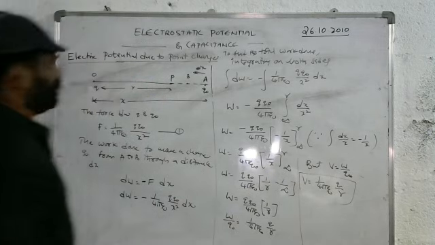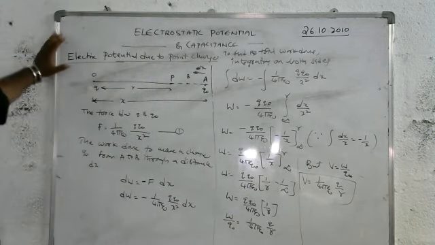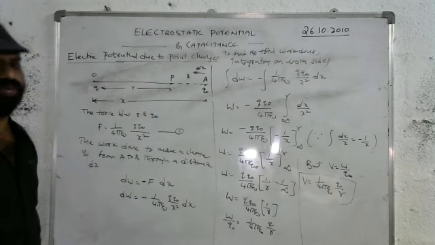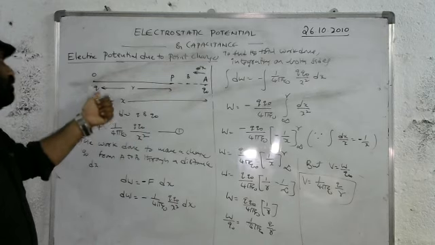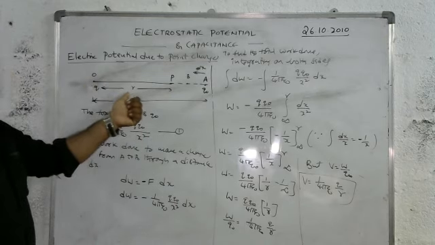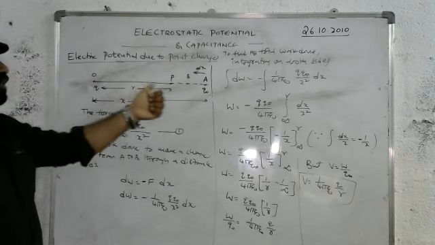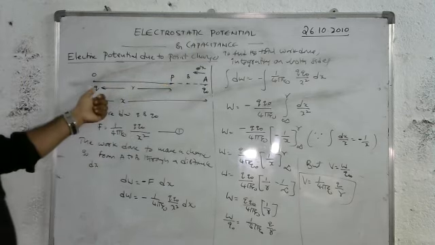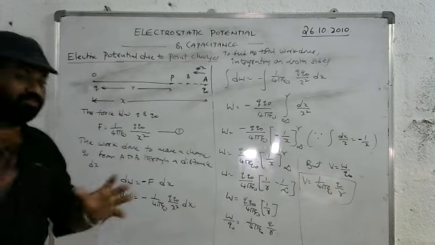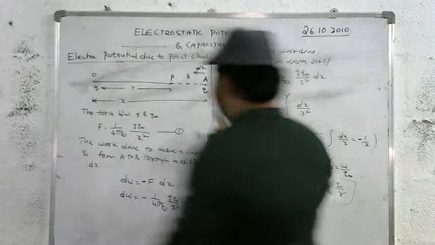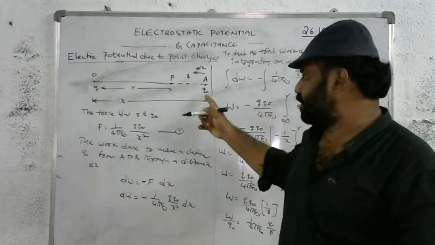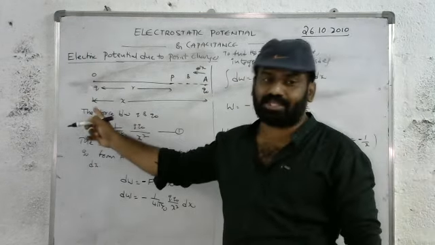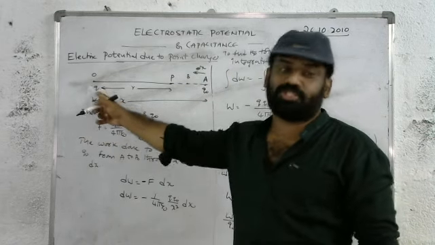Look at here, once again I can explain this derivation. First of all, we have to determine the electric potential due to a point charge. For that, we are considering a point charge Q at O, at a distance R. At point P, we are going to determine the electric potential due to point charge Q at a distance R. For that, we are considering a charge Q naught, which is placed at A and it is at a distance of x from the charge Q.